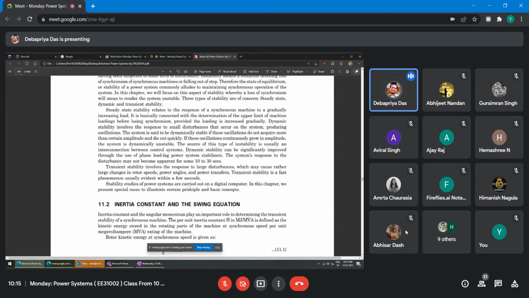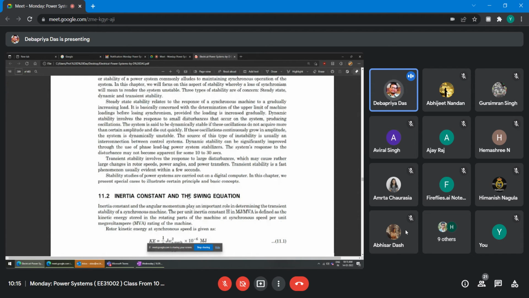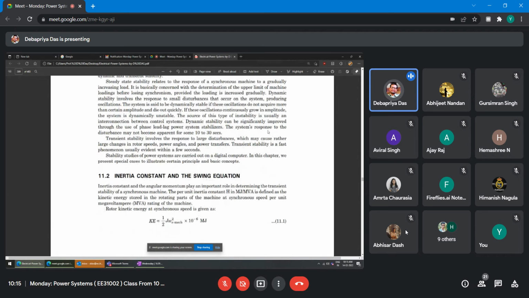And transient stability involves the response of the system to a disturbance, which may not become apparent for some 10 to 30 seconds. Transient stability involves the response to a large disturbance, that is a fault, right? In the previous chapter we have seen line 3 phase fault, line to line fault, line to ground fault, right? So this kind of thing involves transient stability, and here we'll see only the basic thing: single machine infinite bus system for transient stability, but not multi-machine system, right?